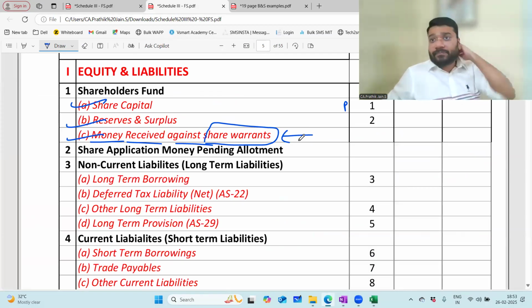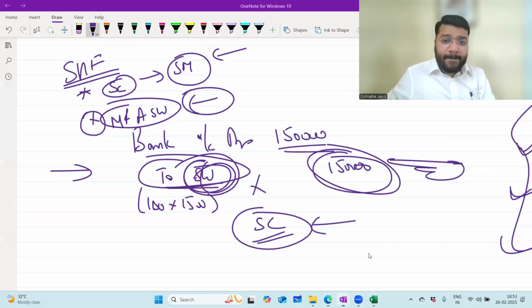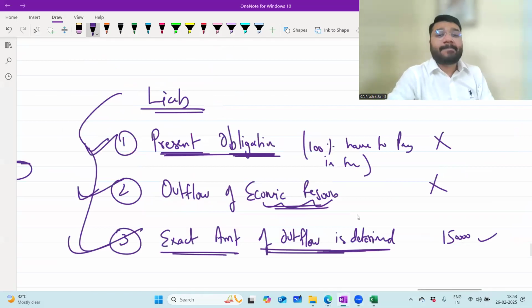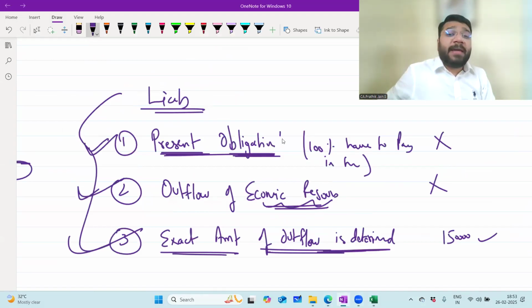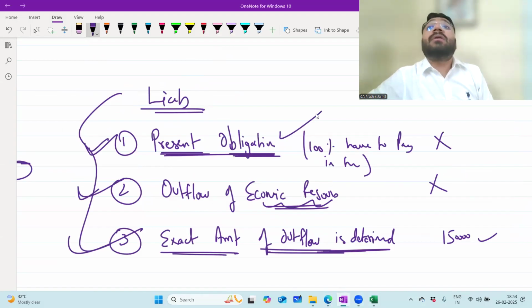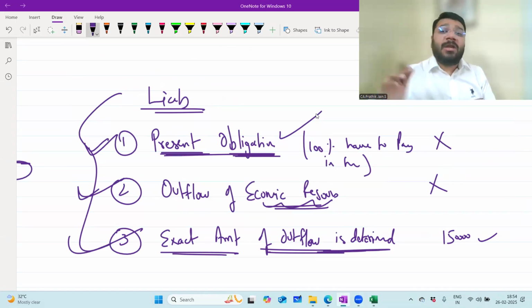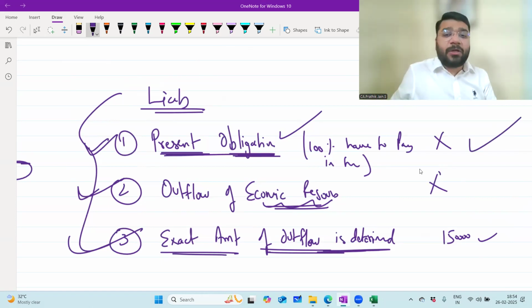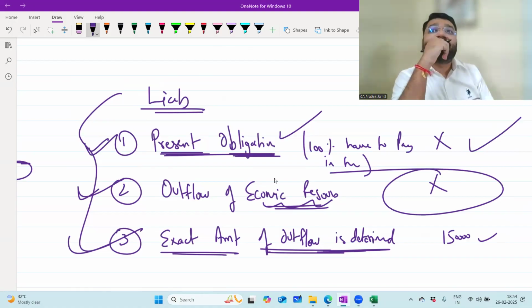Yes, Purvi. Present obligation: we have to pay in future if the person does not opt to convert his option into shares, then you have to pay. If he is opting to convert into shares, are you going to pay him the money? So let's agree, if your perspective is that a present obligation is there. Is there any outflow of economic resources? No.